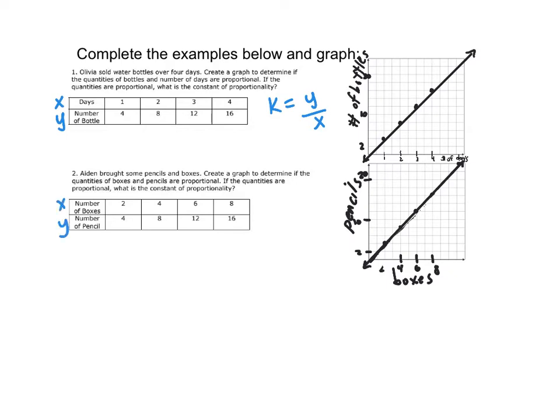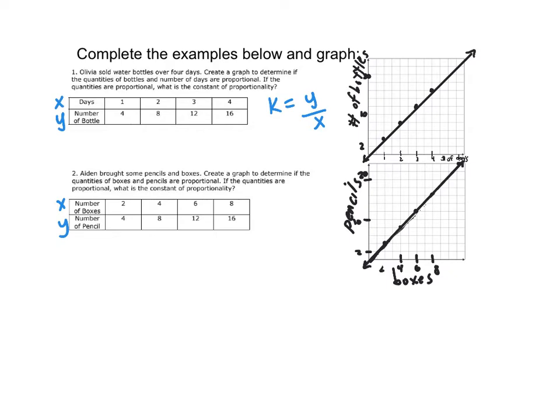Now, some of you may be like, well, how did you know what label to put on what axes? Normally, I think about what the rate would be because proportionality has a lot to do with unit rate, right? The constant of proportionality is basically unit rate. I think about what makes more sense. Number of bottles per day makes more sense than days per bottle, and number of pencils per box makes more sense than number of boxes per pencils. So I determined it that way. I think it's a pretty good rule of thumb.